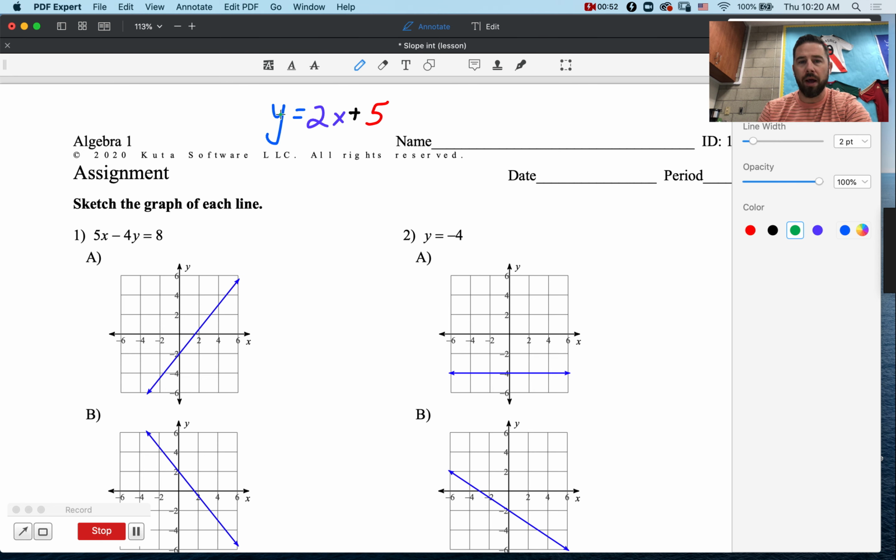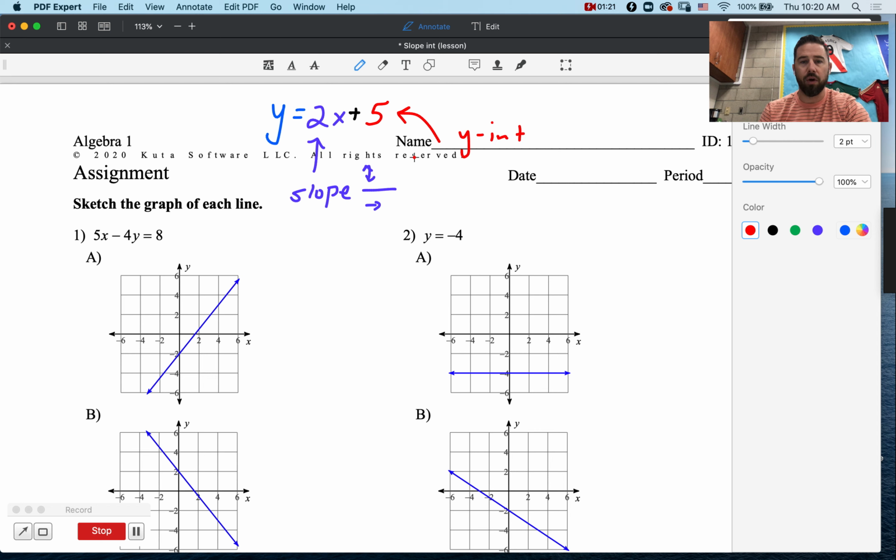We always want our y on the left by itself. Now, whatever number is in front of our x here is called our slope. Sometimes our slope is a fraction. Remember, it's rise over run, our up and down over our right. I'll talk about that in a little bit, but that's our slope. And this number at the end is our y-intercept.